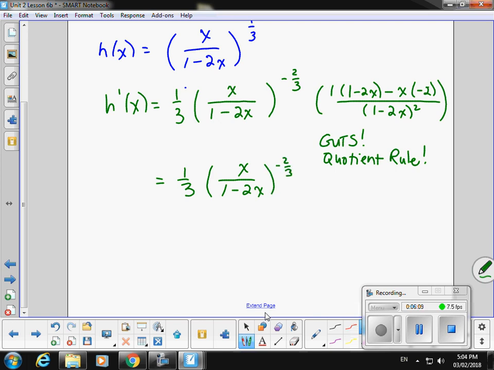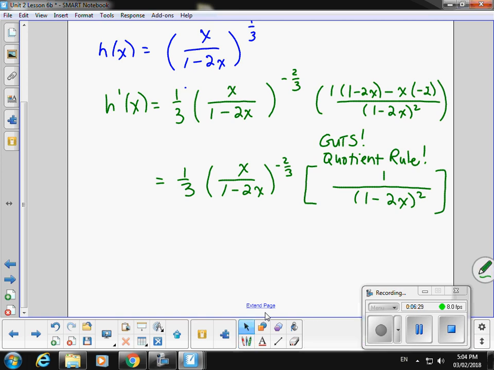I'm just going to see if I can tidy up the square bracket a little bit. I have 1 subtract 2x plus 2x, so I end up with a 1. That's kind of nice. 1 minus 2x squared. I think it wouldn't be all that helpful to do anything more.